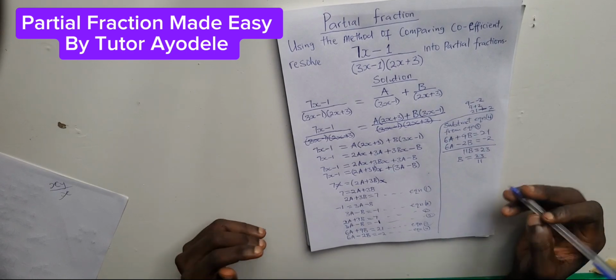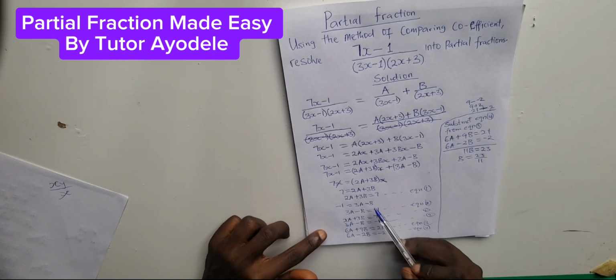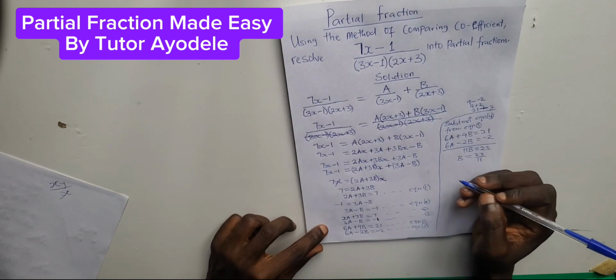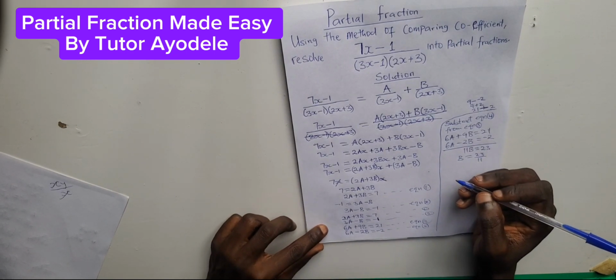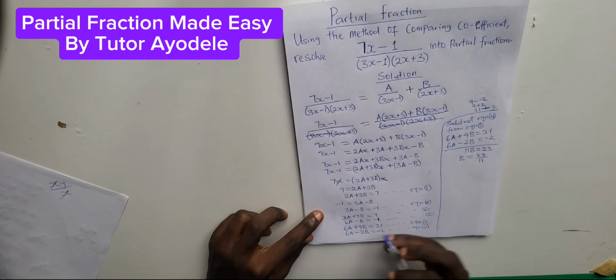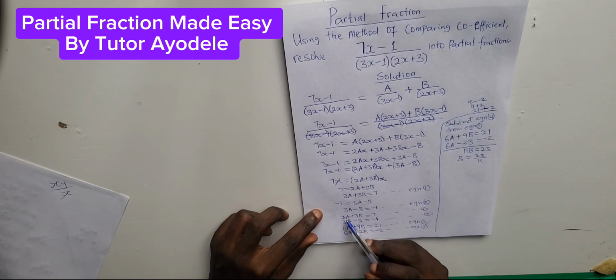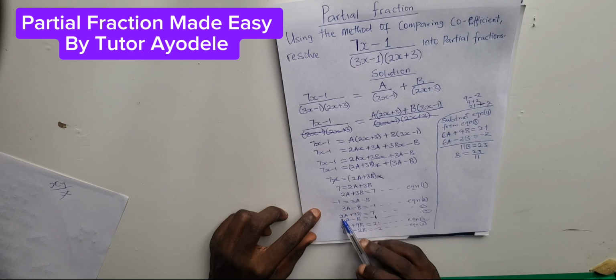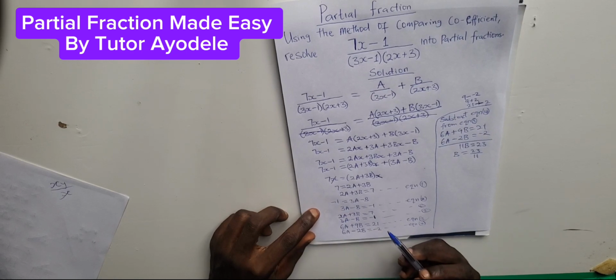Then since I've gotten the value of b, I can substitute it into any of these equations to get the value of a. So which equation can we use? Let's use equation 1 here. You can use any equation.